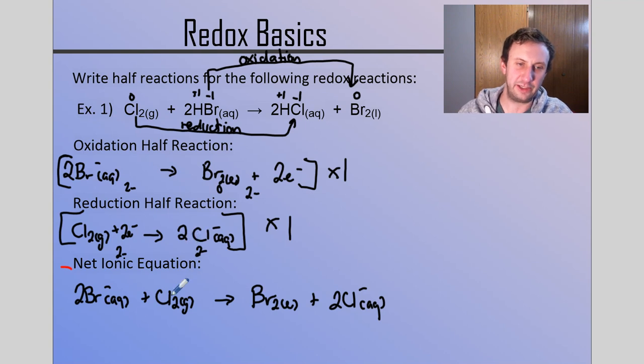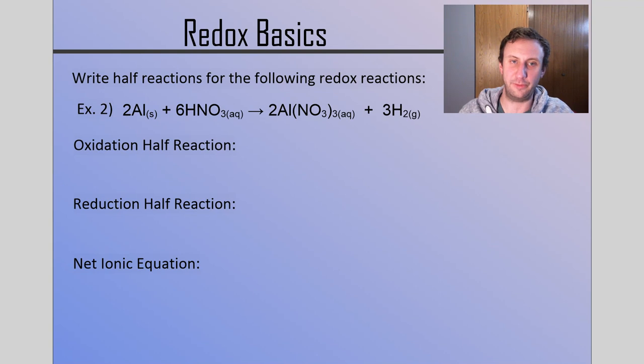Quick double check here. On the left-hand side, I have a charge of 2 negative from the 2Br minus, and on the right, I have 2 negative from the 2Cl minus as an overall charge. So we're good. This is a good reaction for redox. And also the atoms, of course, are balanced and work out as well. So we're all set.